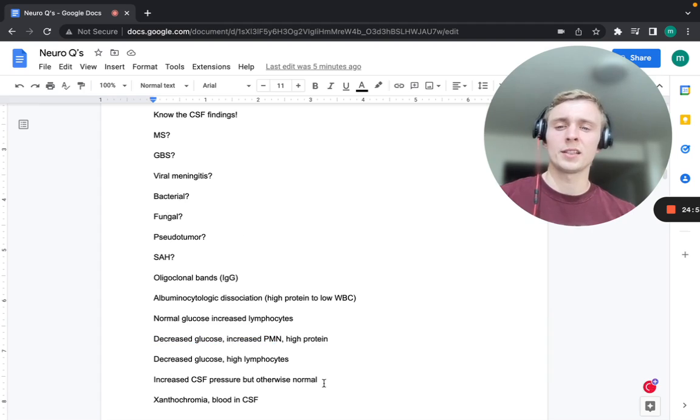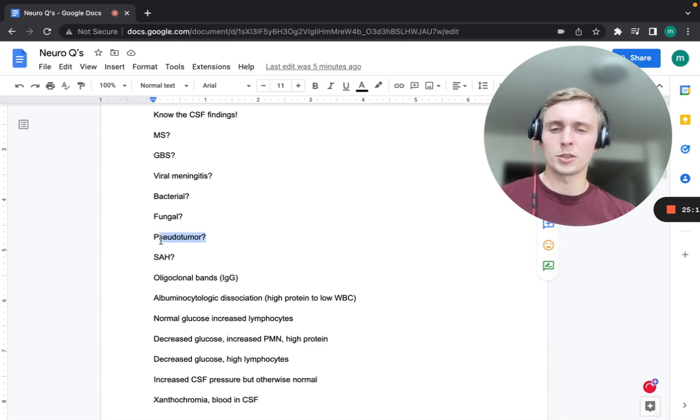For fungal meningitis, similar to viral, you have those increased lymphocytes. However, you know it's fungal because they have decreased glucose too. So fungus will eat up the glucose as well as the bacteria. So the two things that lower glucose are fungal and bacteria. However, in fungal, we have those increased lymphocytes instead.